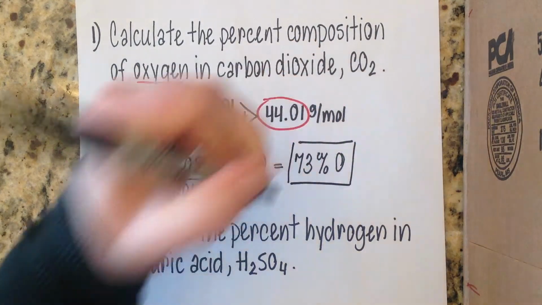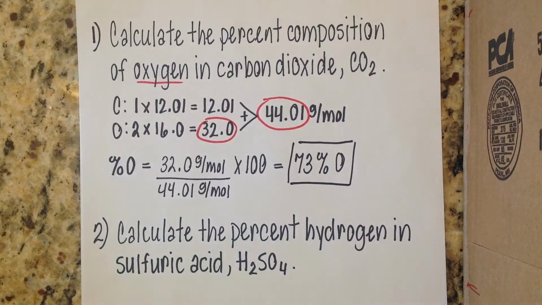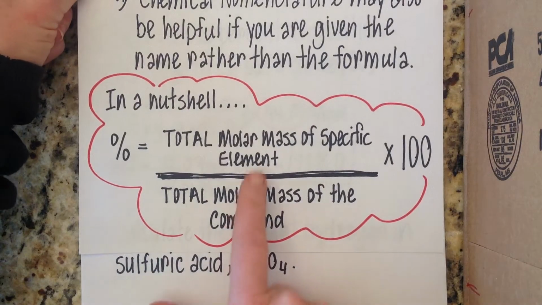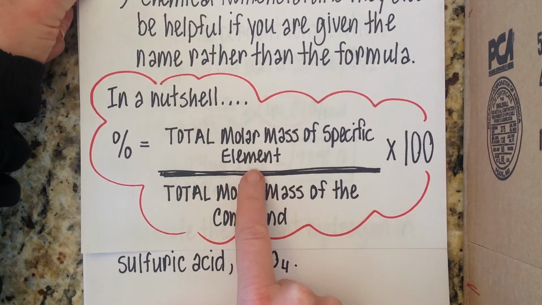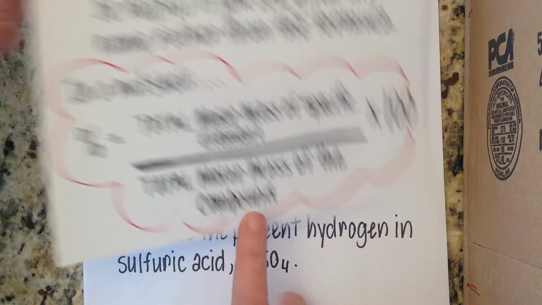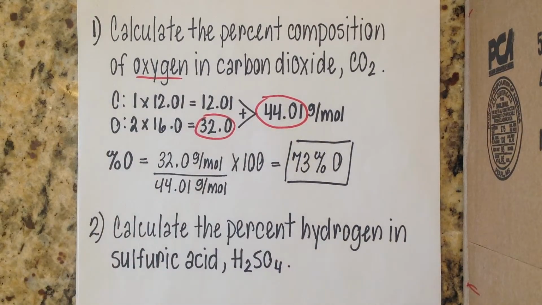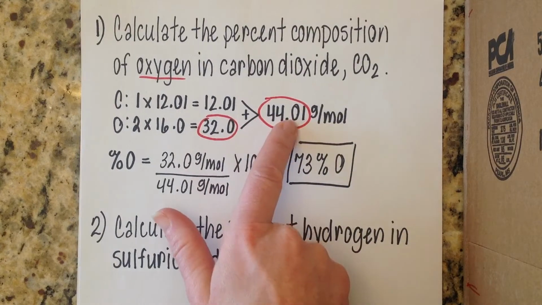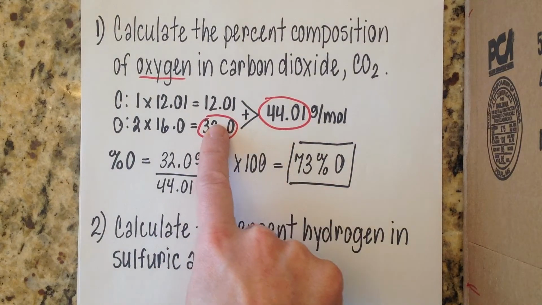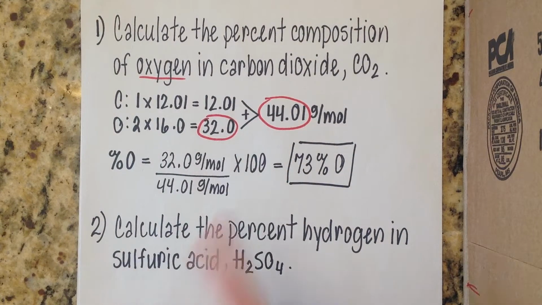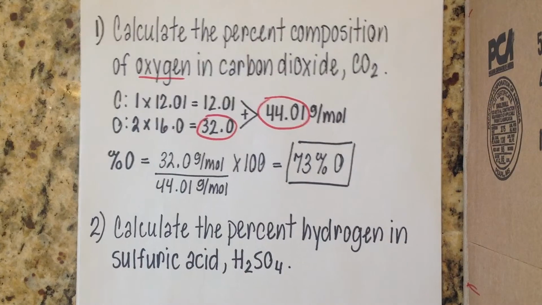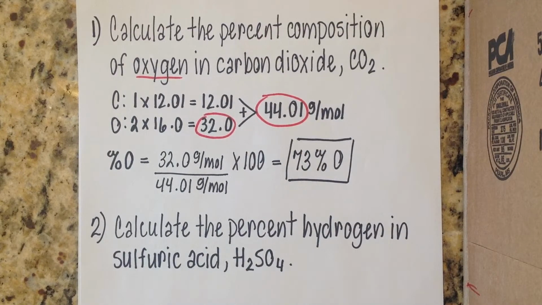So hopefully now the little shortcut that I wrote for you earlier, the total molar mass of the specific element, in this case it was oxygen, divided by the total mass of the whole thing. That's why I like to write everything out, because I can see exactly what I need. So it's always going to be one of these numbers, whichever one you're being asked to solve for, over that total. Let's take a look at the next one.